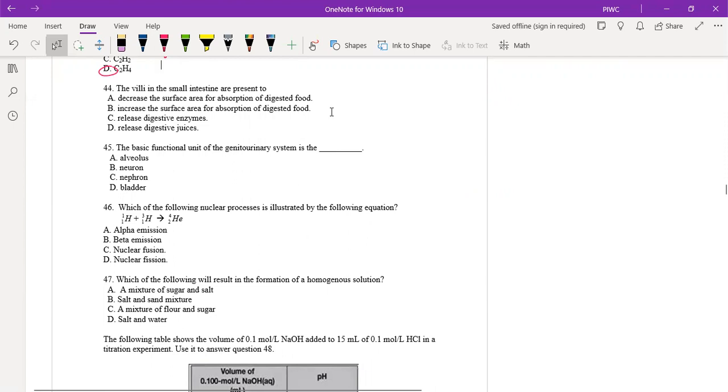Okay, so number 44. The villi in the small intestine are present to A, decrease the surface area for absorption of digested food. B, increase the surface area for absorption of digested food. C, release digestive enzymes. And then D, release digestive juices. Function of the villi. Once you see villi, quickly increase area of absorption should come to your mind. Increases the surface area for absorption. Very important.